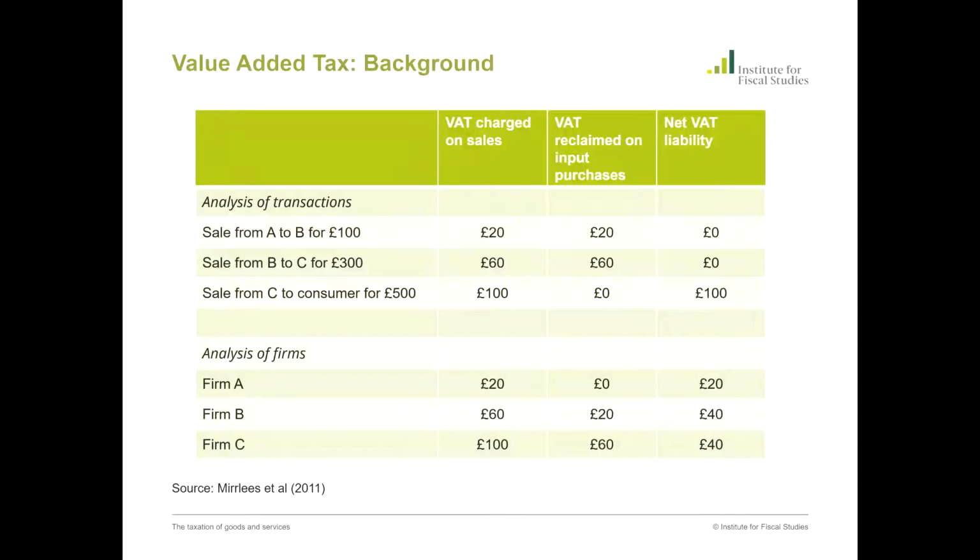I'm going to show you how this works now with a little kind of toy supply chain. We've got three firms. Imagine firm A is, let's say, the logging firm. Firm B is a manufacturer, and firm C is a retailer selling to a customer. And in this toy supply chain, we have a VAT rate of 20%. Now, we can analyze this supply chain from the point of transactions or from the point of firms to see how VAT fits into this.